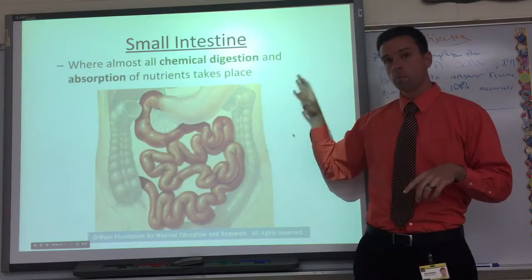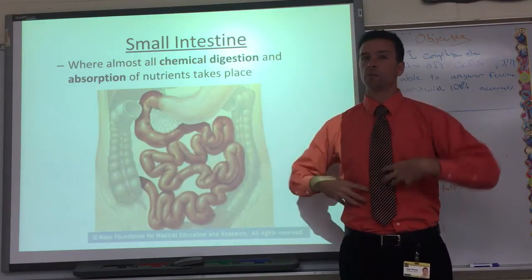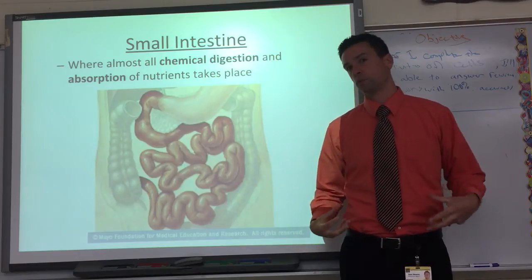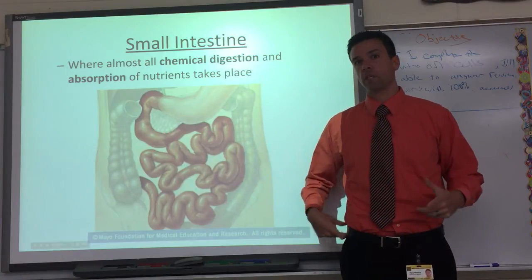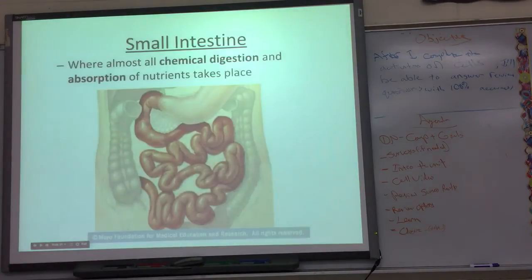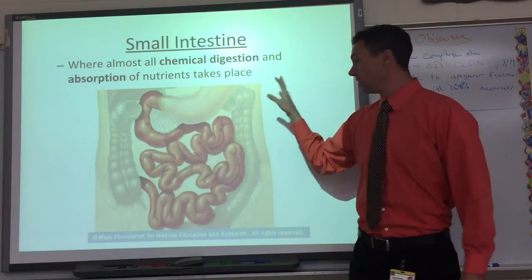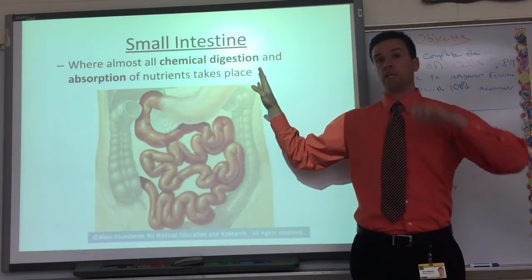And this is where most of your chemical digestion happens. So a little saliva, a little bit in the stomach, but this is where most of it happens. We're going to talk in part three of why it happens here. But this is where most of the chemicals start happening. It's also where the absorption happens.